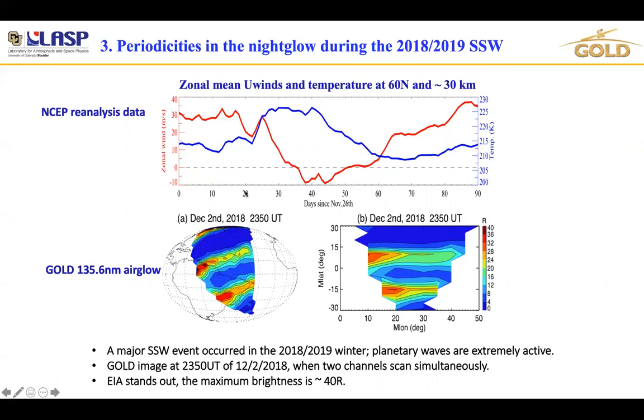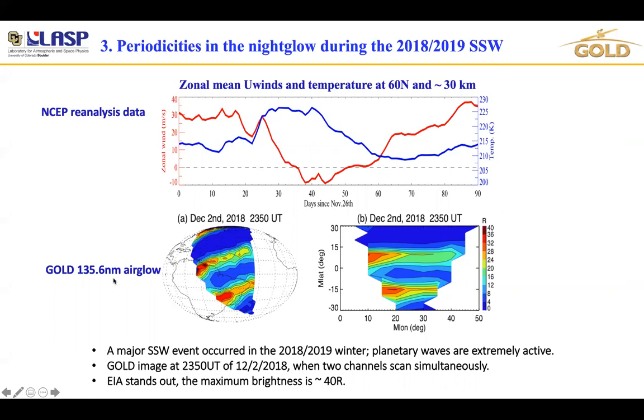Right after day 22, we see the temperature increase by 15 to 20 Kelvin over a short period of time. In the meantime, the zonal wind decreased dramatically, and around day 35, it reversed from eastward to westward. The behavior in the temperature and the zonal wind are consistent with a well-defined SSW event, which is a major SSW event.